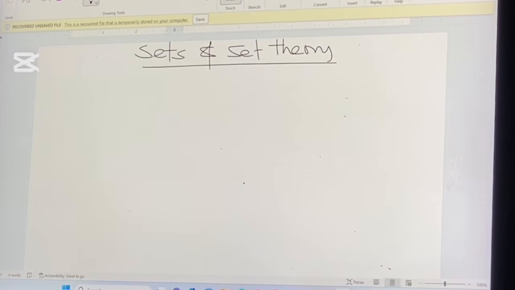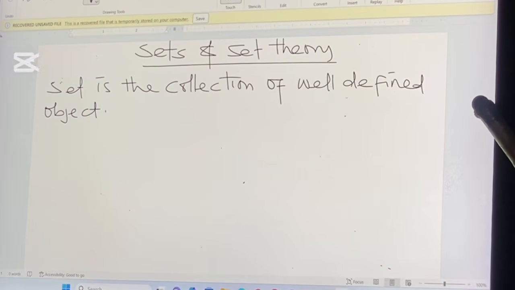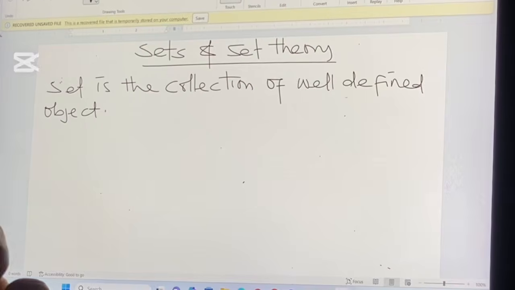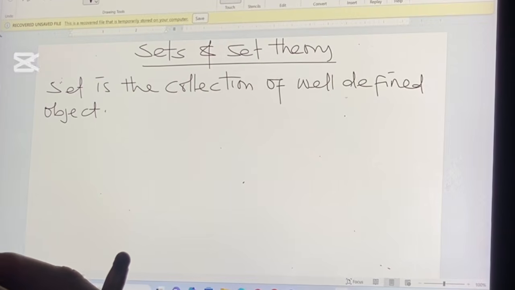Set is a collection of well-defined objects. Set can be represented in different methods. The first method is builder's method. The second method is roster or listing method. And the third method is Venn diagram. Please take note. So we can represent set in builder's method. We can represent set in roster method or listing method. And we can also represent set in Venn diagram.